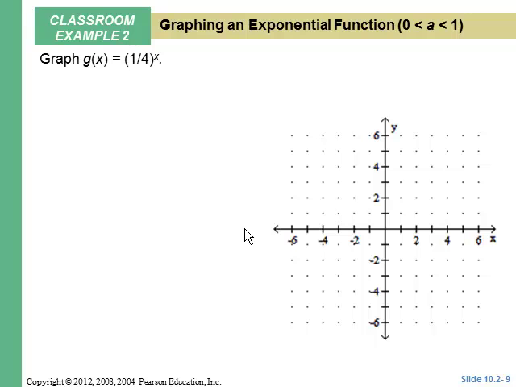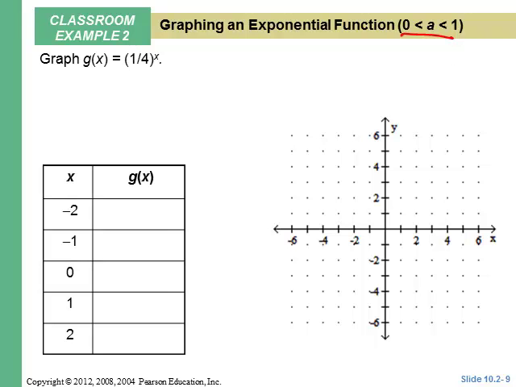Okay, so what do you do if you have a number that's between 0 and 1? Well, 1/4 to the negative 2 is 16. 1/4 to the negative 1 is 4. Any number to the 0th power is 1. 1/4 to the first is 1/4. 1/4 to the second is 1/16th. So back 2, up 16, back 1, up 4. 0 is 1. 1 is a 4th, 2 is a 16th, and so on. So it's going to be like this.